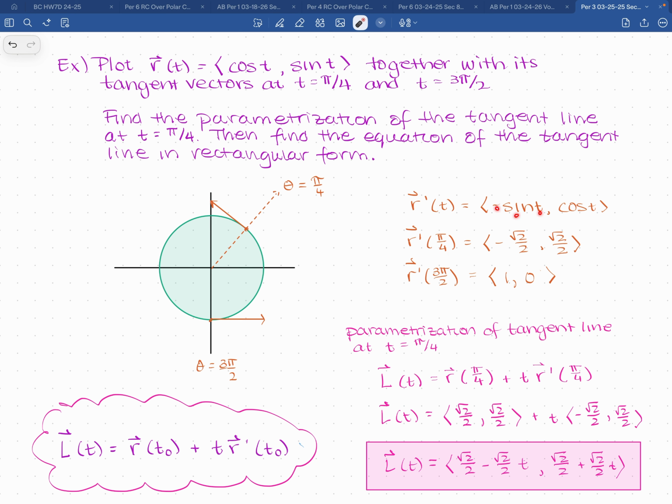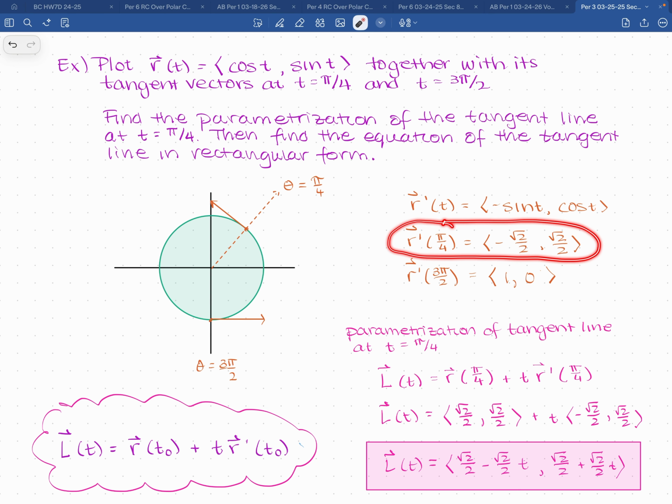Negative sine of pi over 4 is negative root 2 over 2. Cosine of pi over 4 is positive root 2 over 2. So this is the tangent vector for r at pi over 4.